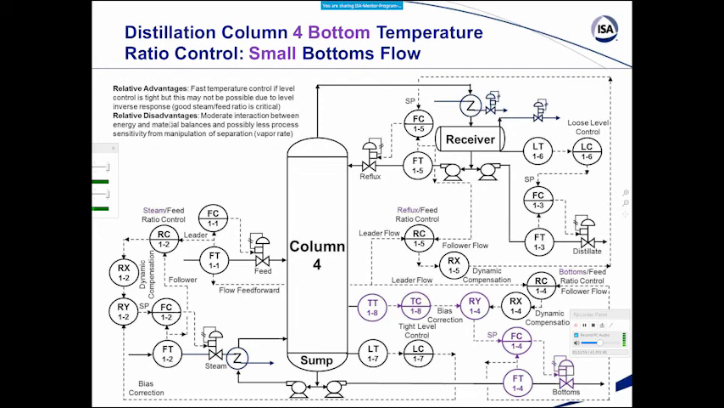Relative disadvantage is moderate interaction between energy and material balance, and possibly less process sensitivity from the manipulation of separation vapor rate, just as we saw with the other control scheme for bottom temperature control.